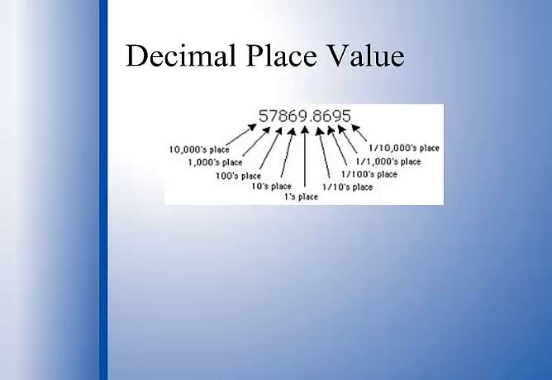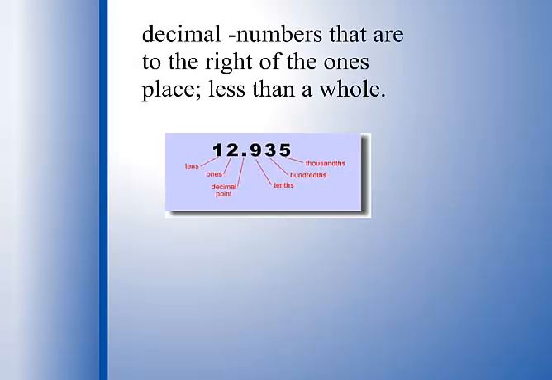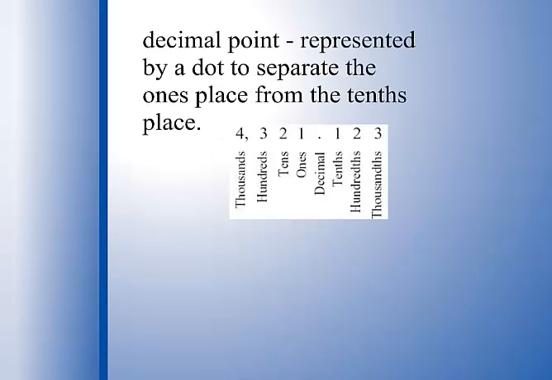This lesson is on decimal place value. Decimals are numbers that are to the right of the ones place, and they are less than one whole. If you think about money, anything less than $1 is to the right of the decimal point when we write it as money. The decimal point is represented by a dot to separate the ones place from the tenths place.